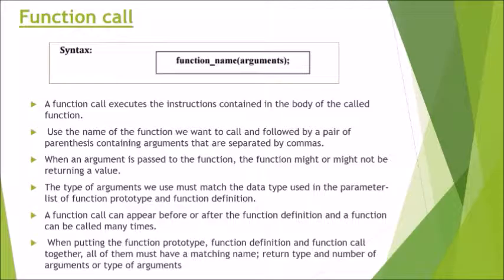The type of argument we use must match the data type used in the parameter list of the function prototype and function definition. A function call can appear before or after the function definition, and a function can be called many times. When putting the function prototype, function definition, and function call together, all of them might have a matching name, return value type, and number and type of arguments.